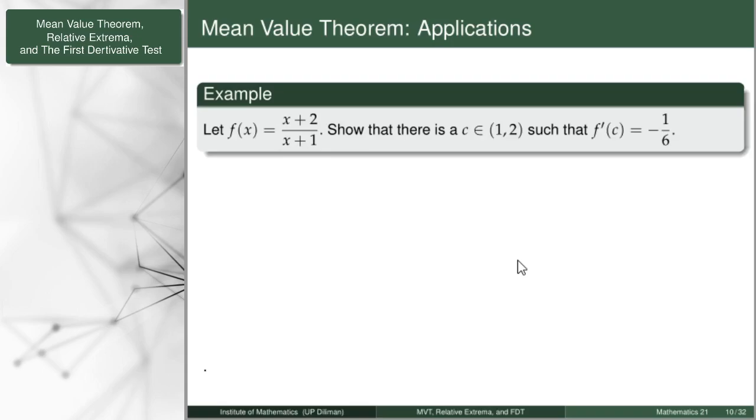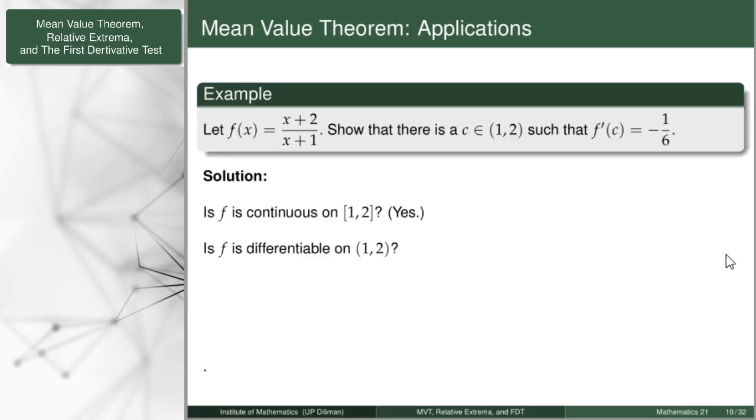For example, in this function f, I will first ask, is my function continuous on the closed and bounded interval [1, 2]? Now this is a rational function, and we know that a rational function will only be discontinuous when the denominator is 0. And that's at negative 1. Since negative 1 is not in this interval, then you are continuous.